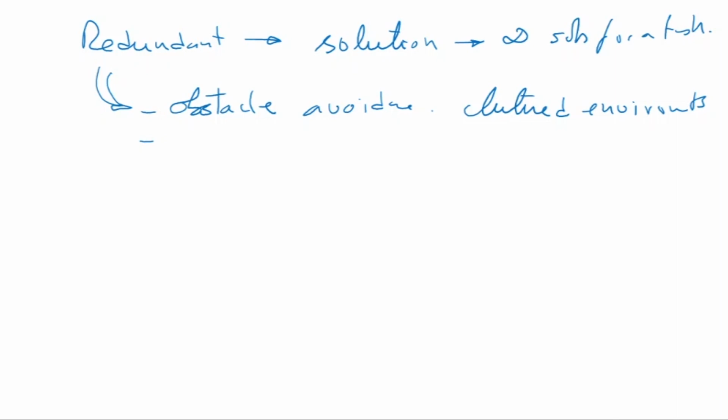So suppose the arm is supposed to move in between objects and pick up an object from the table, and there are many objects. So the arm has to move in between the objects and pick up an object. So if you have only one solution, there is only one way of doing it. But if you have a redundant system, you have multiple solutions. So you can choose which solution you want.